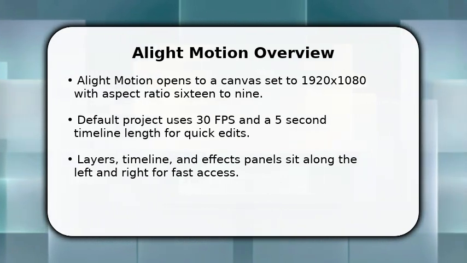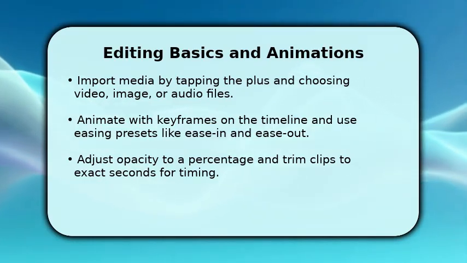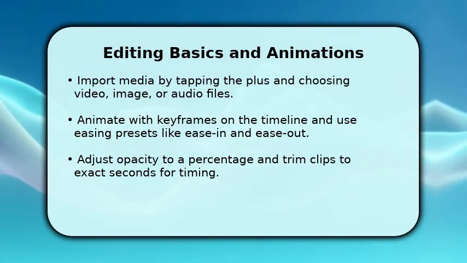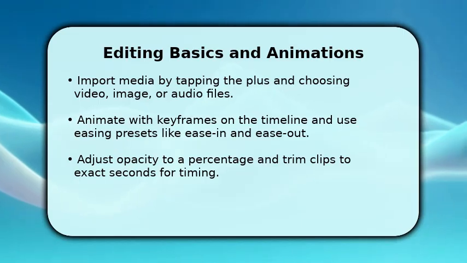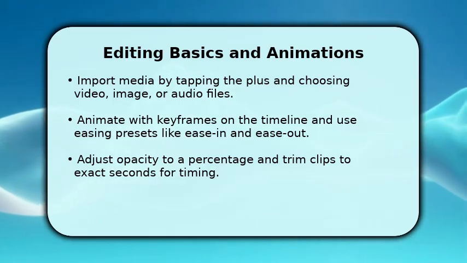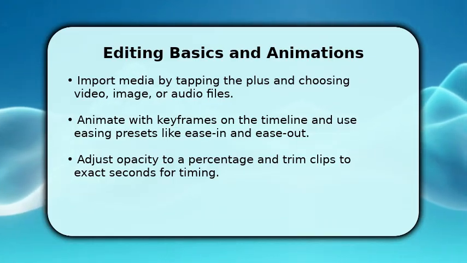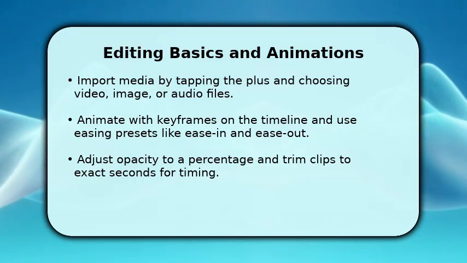Bring your assets into the project by tapping the plus icon and selecting video, image, or audio. Place each asset on its own layer and position it using transform controls with X and Y coordinates. Use keyframes on the timeline to animate position, scale, rotation, and opacity with precise timing. Apply easing like ease in and ease out to create natural motion between keyframes. Trim clips to exact seconds, and set opacity by percentage for smooth transitions.